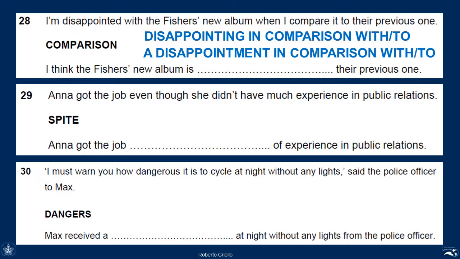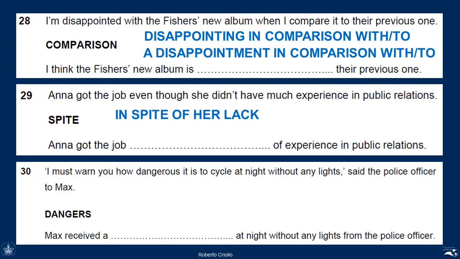So we have here this connector, "even though", that is going to be replaced with "spite", but we know that "spite" is a phrase linker, so we're going to change it this way. Anna got the job in spite of her lack of experience in public relations, right? So we have here: lack of experience, in spite of her lack of experience. Very good. Let's do the last one.